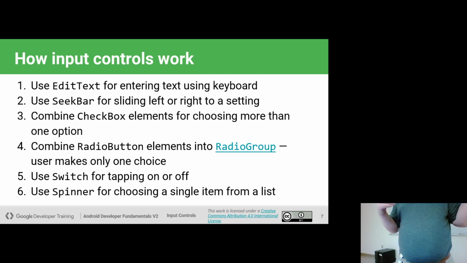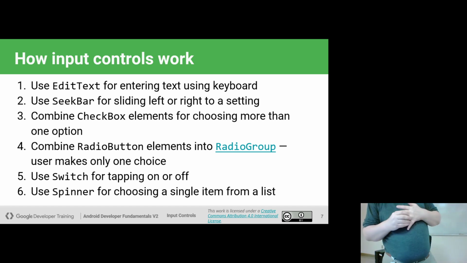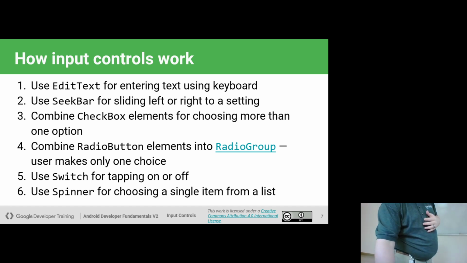Radio group is actually a subclass of linear layout, so it works exactly like linear layout does. You put items into it, and then you can either orient them vertically or horizontally. But the radio group manages making sure that there's only one thing picked. That's what actually does the job. It's not the radio button by itself, it's the radio group that takes care of that work.